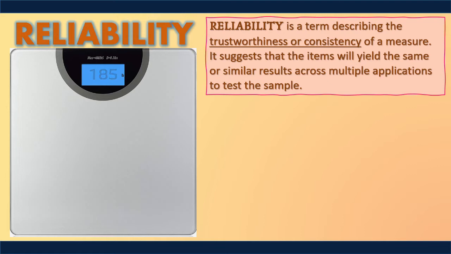I then get off the scale, but I get back on just to confirm it wasn't a fluke, and now it says I'm 213 pounds. Confused, I get off, get back on, and now it reads 201 pounds. I do this one more time and now it reads 164 pounds. Something is definitely wrong with this scale. What, you ask? Well, it lacks reliability because each trial is giving me inconsistent results.